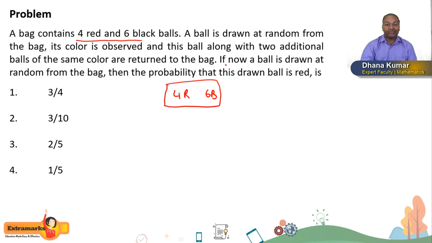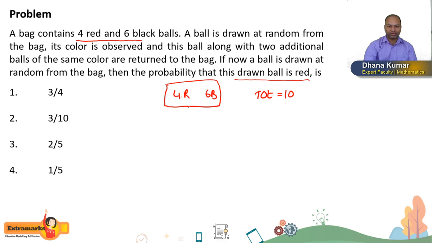Fine. Now a ball is drawn at random from the bag, after returning to that bag. Now you draw one more ball, then the probability that this second drawn ball is red. That is our question. Here 4 options are given. Fine. Let us say here total how many balls? 4 plus 6, total 10 balls.